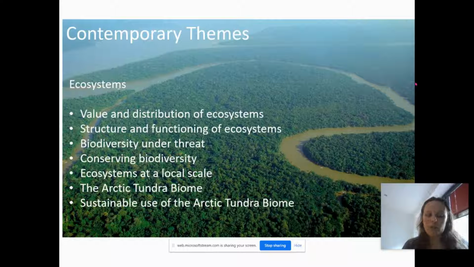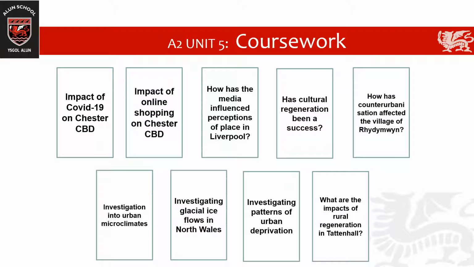We focus on ecosystems also at a local scale as well as a global scale, generally focusing on looking at sand dunes or deciduous woodlands. The last section of ecosystems focuses on the Arctic tundra biome, how it is used and how it is being damaged by people. This leads on to look at sustainable use of the Arctic tundra biome and how this can be done to keep it safe for the future.